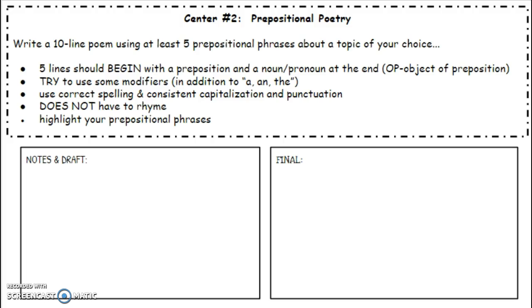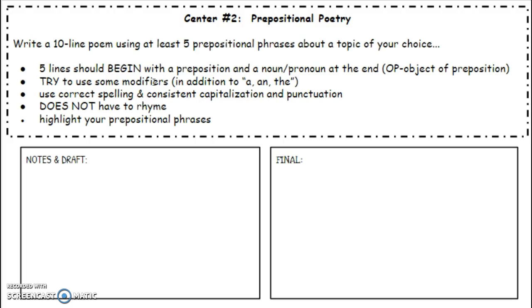You are going to be working on writing a prepositional phrases poem. So your assignment is to write a 10-line poem using at least 5 prepositional phrases about a topic of your choice. 5 of your lines should begin with a prepositional phrase and end with a noun or a pronoun at the end. I want you to try to use some modifiers in addition to a, and the. When we talk about poetry, you're adding description, so try to come up with some good adjectives.